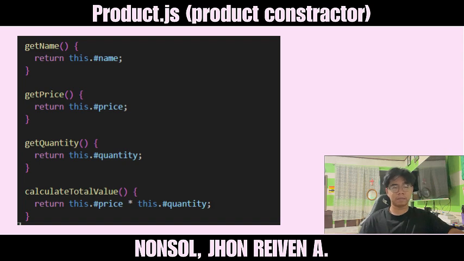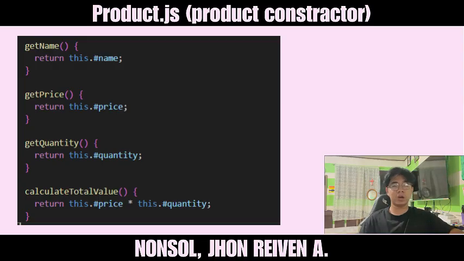And next, the getPrice. It will return the private price attribute. And next, we also do the getQuantity, returning this.quantity. We do that because in our script.js, in rendering the table, we need to access them using the dollar sign and curly braces: product.name, product.price, and product.quantity.